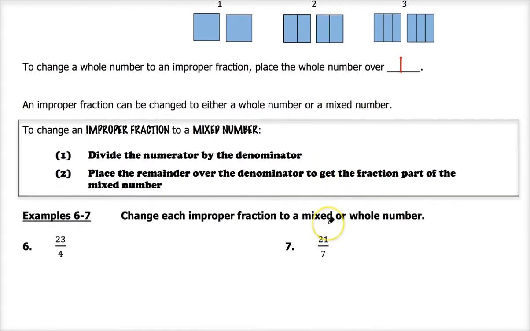Now we're going to switch gears. Improper fractions we can convert to mixed numbers, and we do that using division. Okay, so a fraction bar really means division. When I see a fraction bar, that's really a symbol for division. So we do this by dividing the numerator by the denominator, and then we place the remainder over the denominator to get the fraction part of our mixed number.